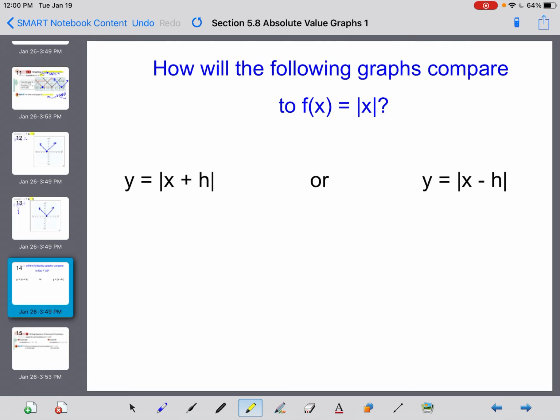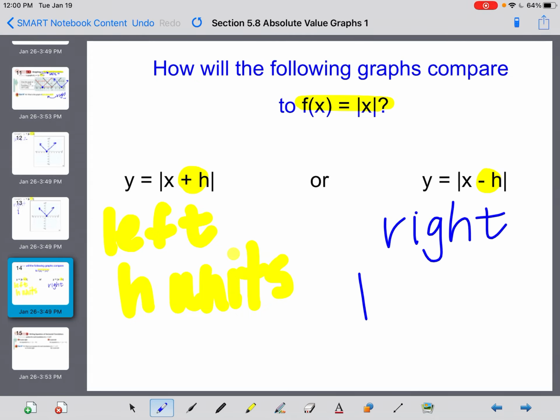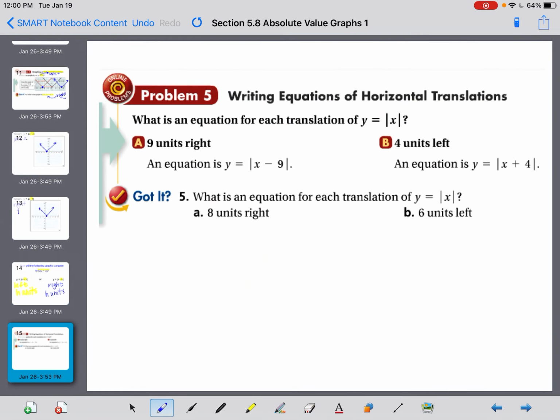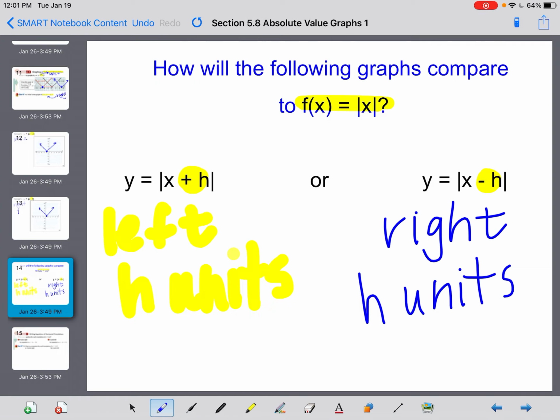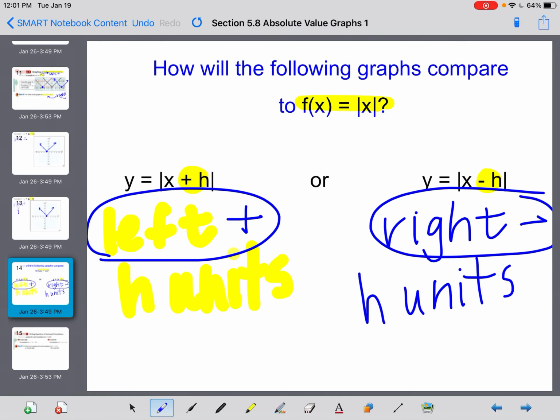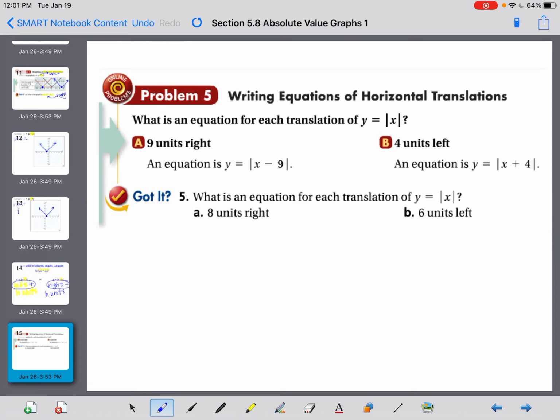Okay, how will the following graphs compare to our parent function? Because this plus h is on the inside, that means I'm going left h units. And because this minus h is on the inside, that means I'm going right h units. Okay, so that might be something you want to write down. It's important to know that if I'm adding, I go left, and if I'm subtracting, I go right. Only when it's on the inside of the absolute value bars.